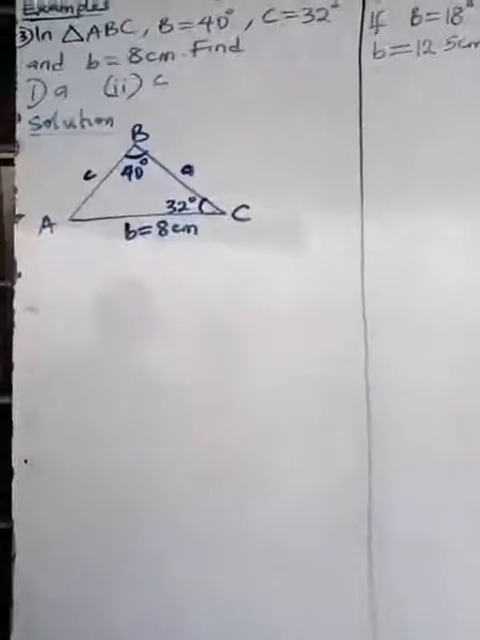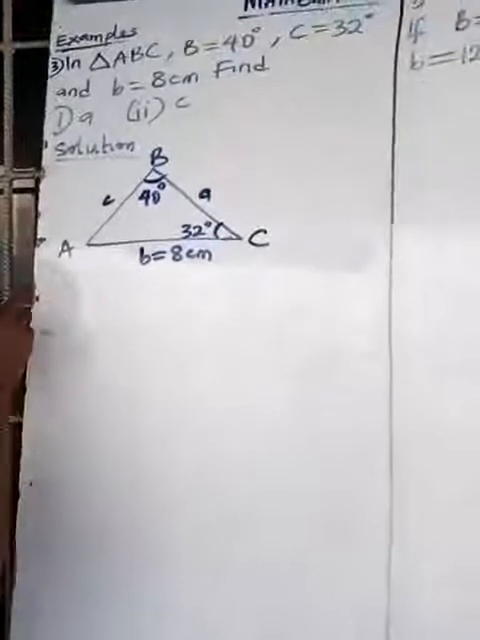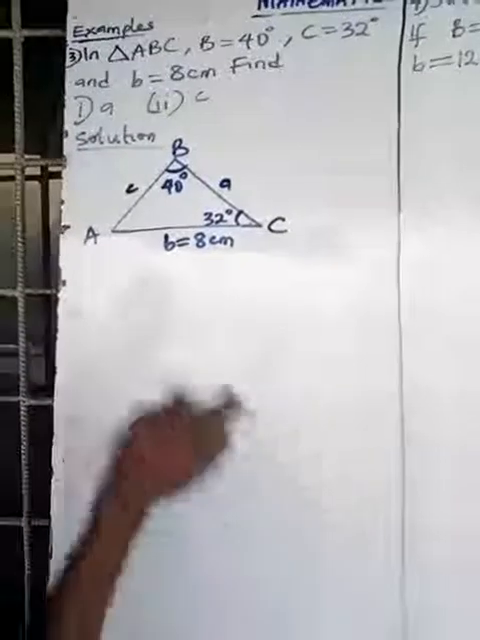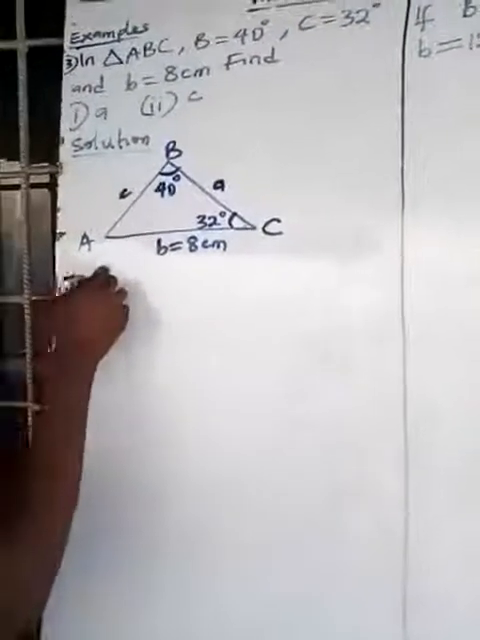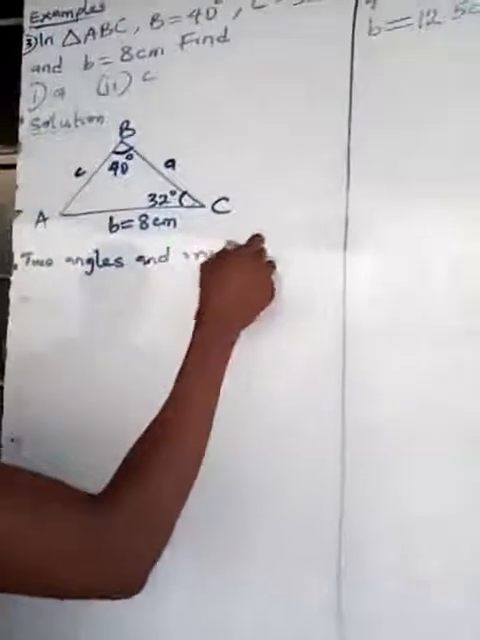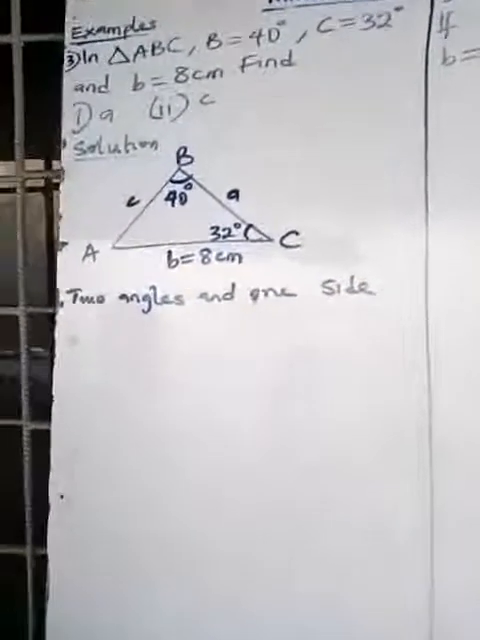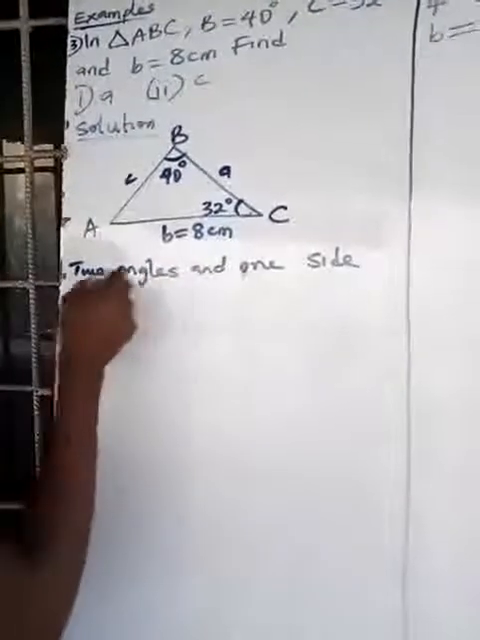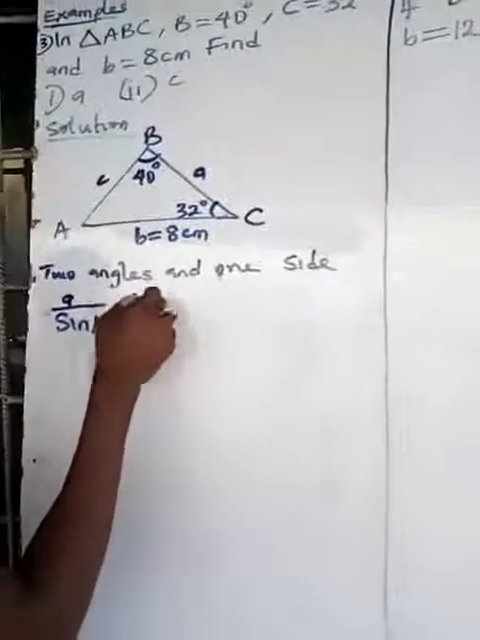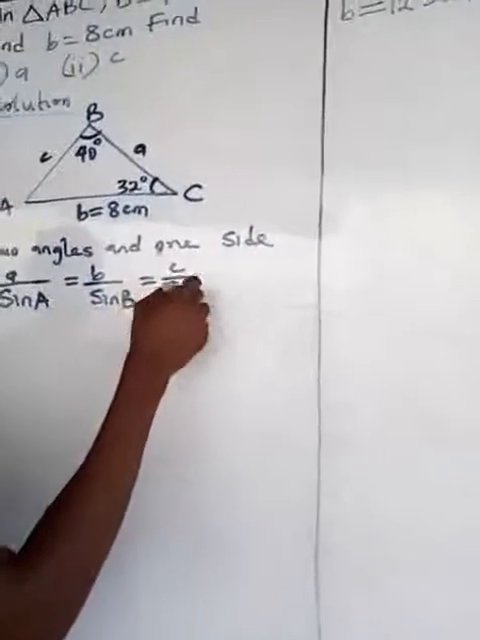Now how do we go about this? Let's see what we can find first. I already know it's sine rule because we are given two angles and one side. That's sine rule, if you remember one of the conditions. Forming the sine rule, there's going to be a over sine A is equals to b over sine B is equals to c over sine C.